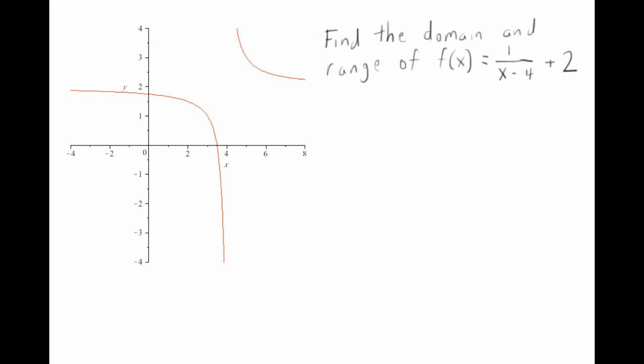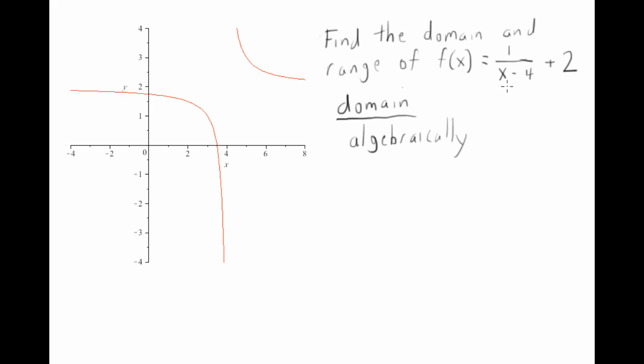In this video, we're going to take this function, f of x equals 1 over x minus 4 plus 2, which I've graphed over here, and we're going to define the domain and the range. We'll start with the domain. To do this, the first thing is we'll think algebraically. That is, we will look at the function and ask, what can I plug into the function? What can I not plug into the function?